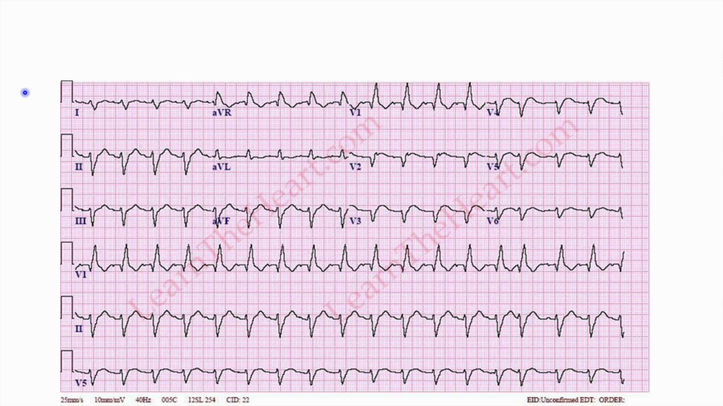3, 2, 1. This is an example of a right bundle branch block. So we look at this, we see a prolonged QRS interval. So let's look at V1. V1 is upright, it's right, so we have a right bundle branch block.